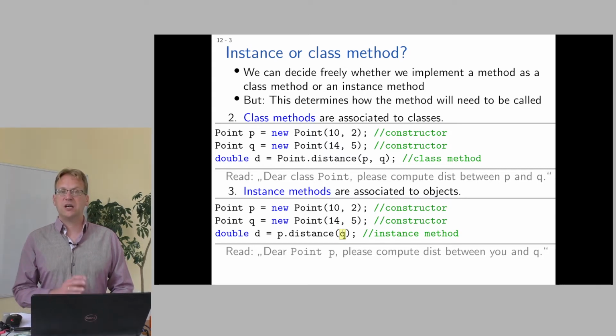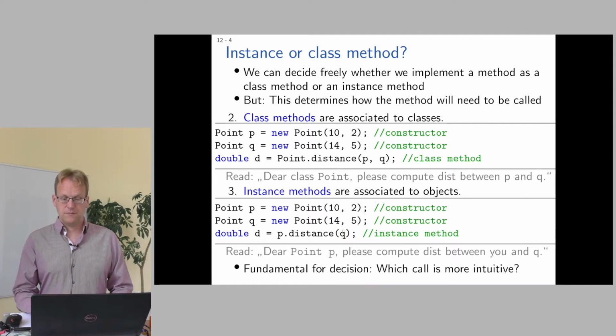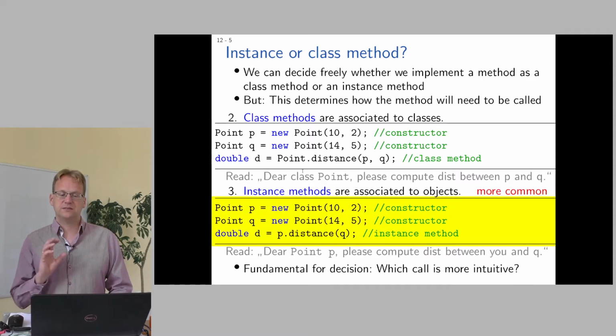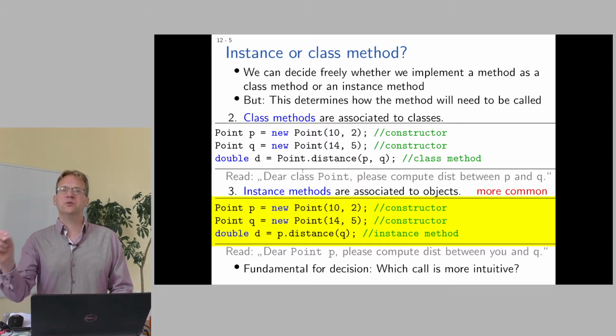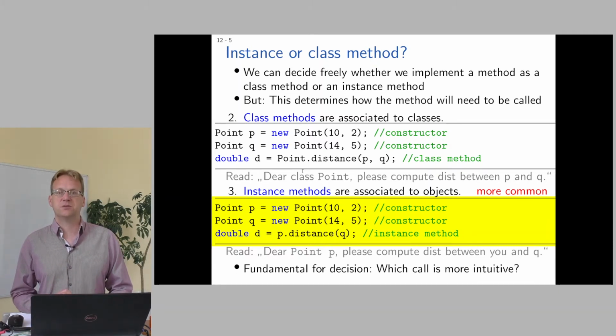And next I'm showing how to implement these two methods. First of all, what do you think? Which of these method calls is more intuitive? That's maybe a question that you should answer yourself. But I would like to point out that this second approach is more common, that you ask some point P, please compute your distance to some other point Q. So this second approach is more common.